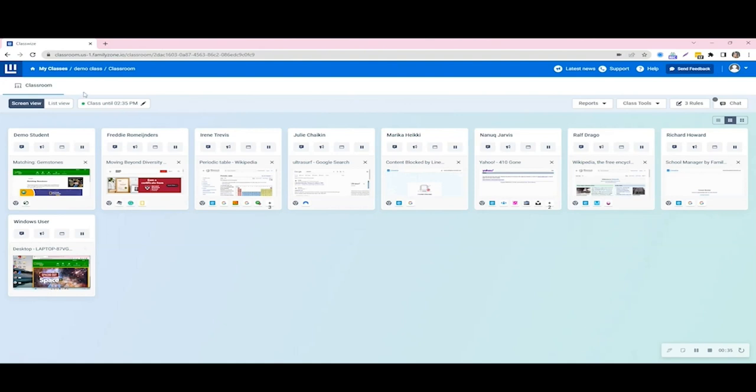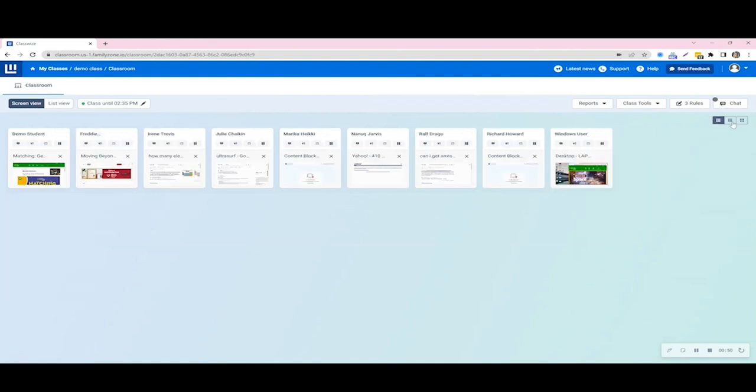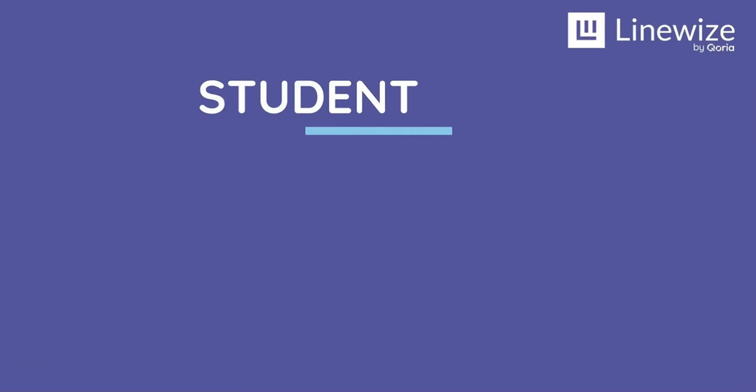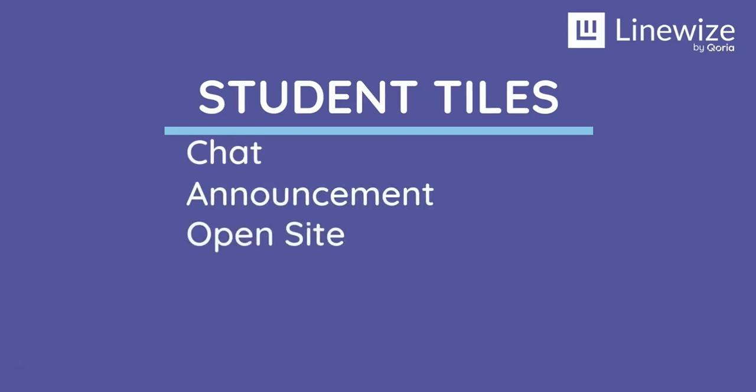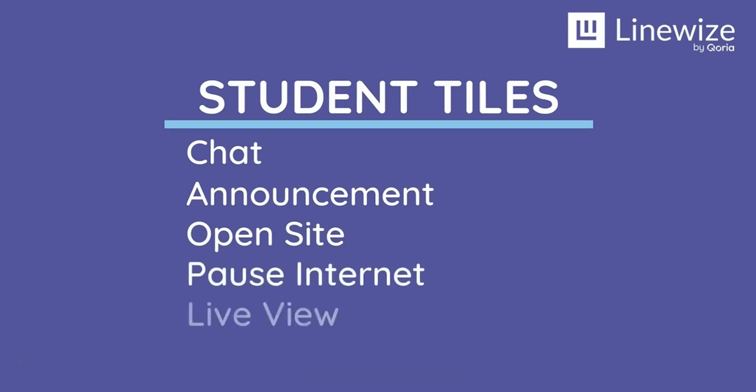At the very top left in the blue bar, you're going to see the name of your class. Over to the right, under these 4 buttons, you see some options to resize your tiles, either smaller or bigger, depending on your class size. Let's take a look at the student tiles and the actions you can take for individual students. This includes chat, announcement, open site, pause internet, and live view.